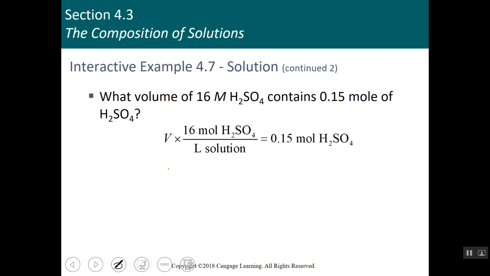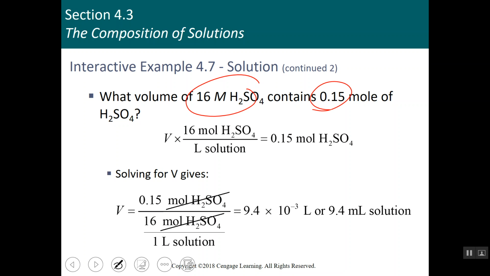How much of the 16 molar solution do we need to get 0.15 moles? If we solve for V, we need 9.4 milliliters of solution.